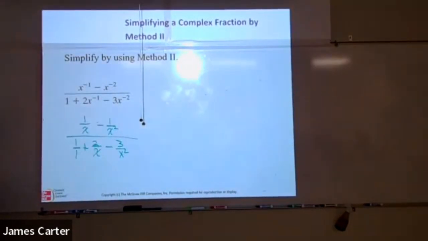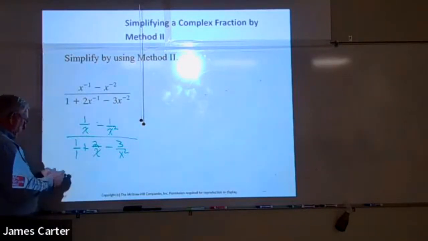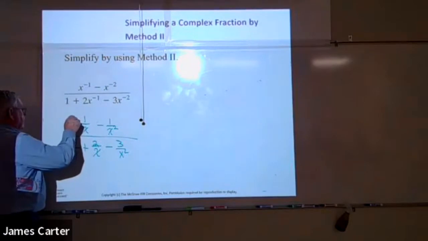Okay, now, what's the common denominator? X squared. So we're going to multiply an x squared times every numerator.